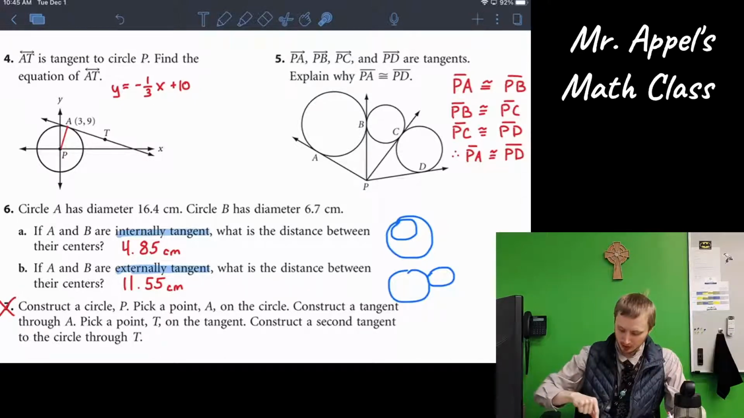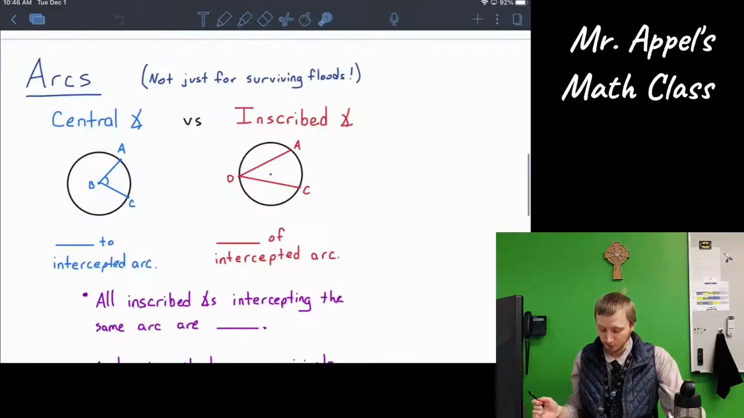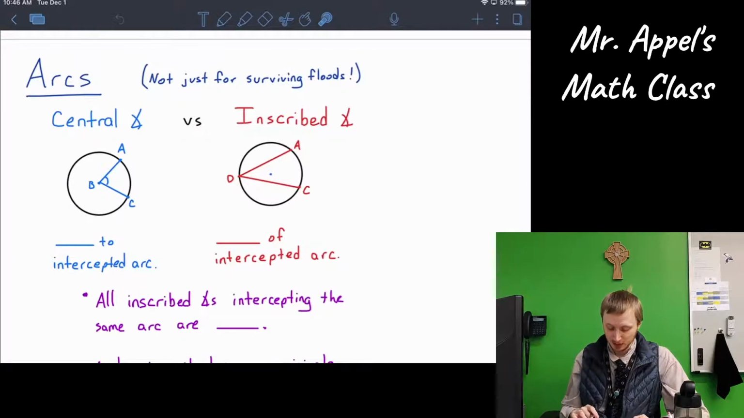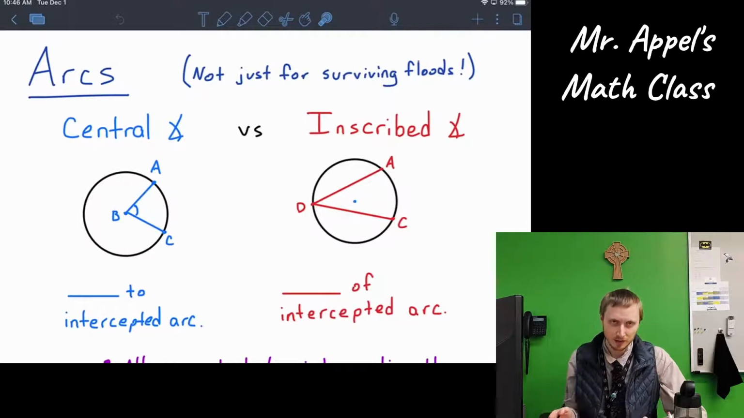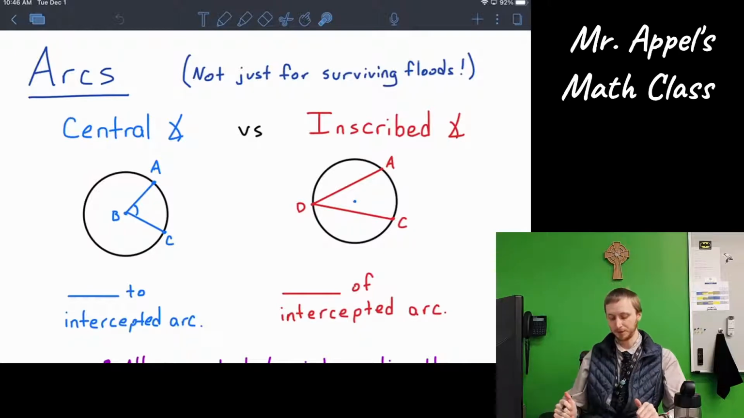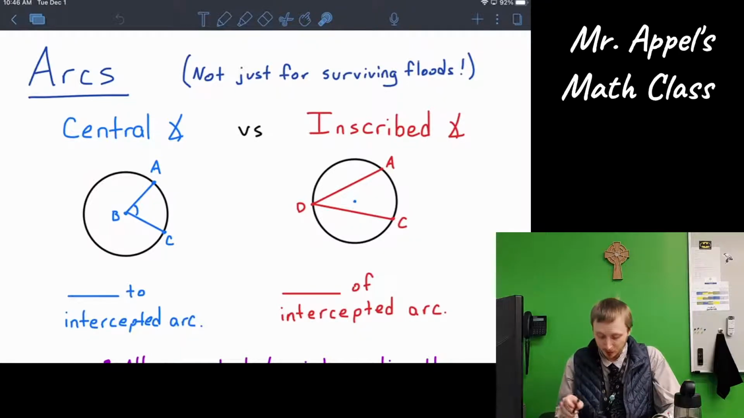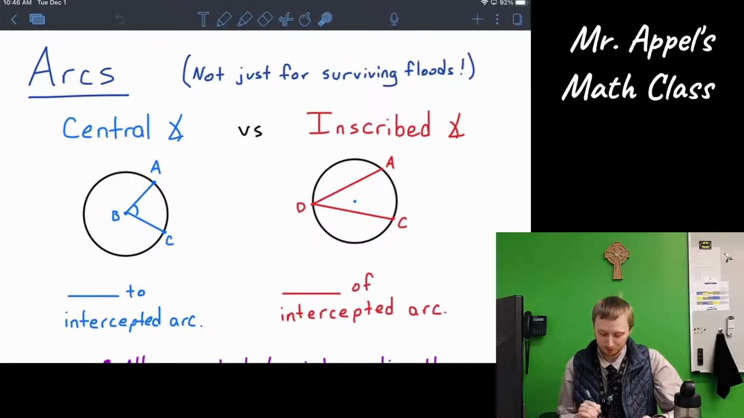All right, excellent. Then let's move on to today's topic, which is arcs. Not just for surviving floods anymore, right? We can do all kinds of great things with the arcs of a circle. Not the whole thing. We're going to focus on a narrow part of a circle. And so first up, how do you create an arc? You take a slice out of the circle.